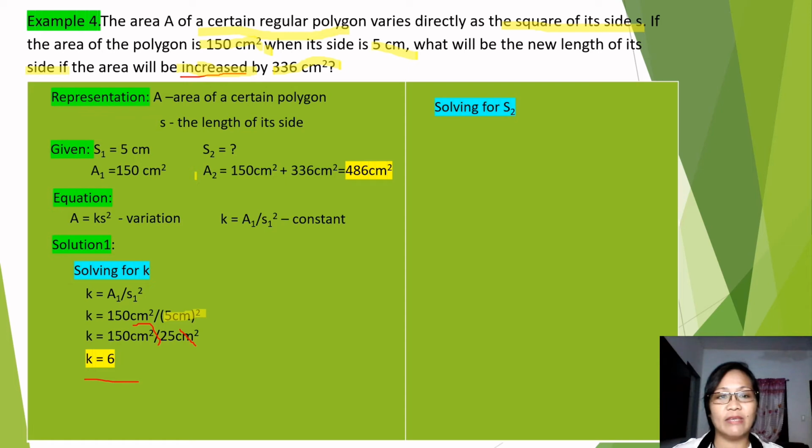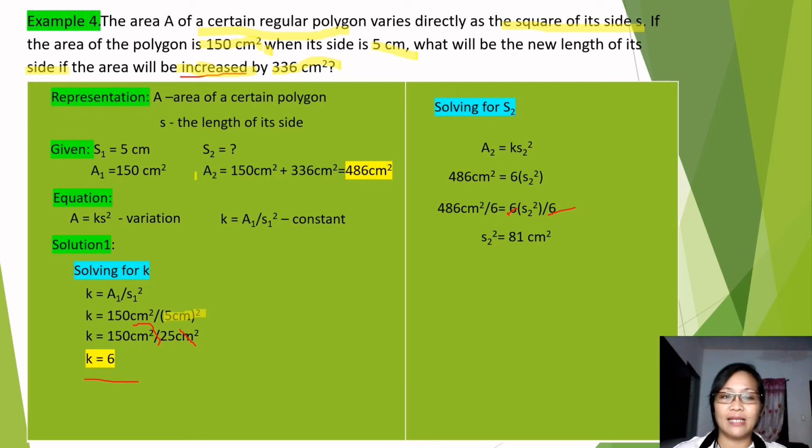Next, solving for S sub 2. The solution is A sub 2 is equal to K S sub 2 squared. Then, of course, substitute. For A sub 2, we have 486 centimeters squared is equal to K, which is 6, times S sub 2 squared. Then we need to isolate S sub 2, so we divide both sides by 6, and cancel 6 and 6. So we have S sub 2 squared is equal to 486 centimeters squared divided by 6, which is 81 centimeters squared.